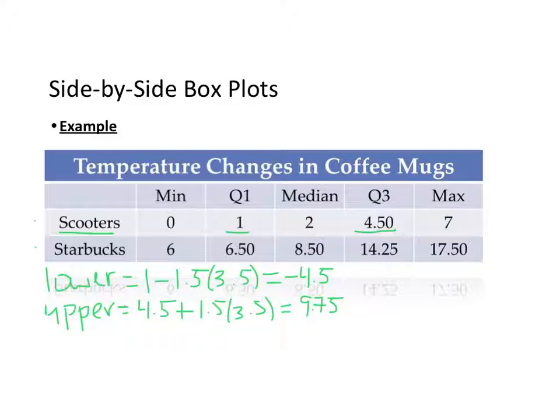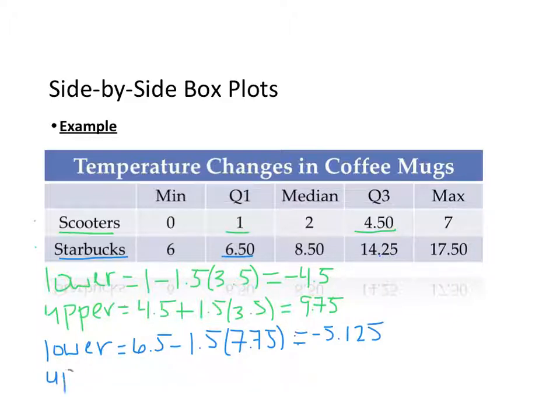We are going to do the same thing for Starbucks. I'll do it in blue, to make sure we have no outliers. So the lower fence for Starbucks: our first quartile is 6.5 minus 1.5 times the IQR. Again, we'll take Q3 subtract Q1. 14.25 minus 6.5 is 7.75. And that gives us a total lower fence value of negative 5.125.